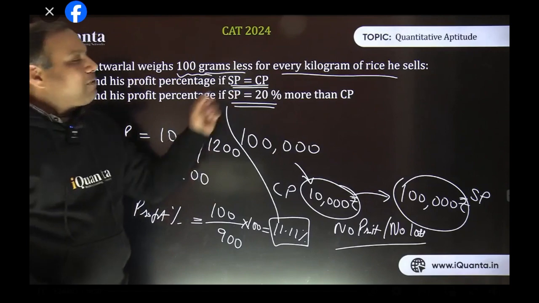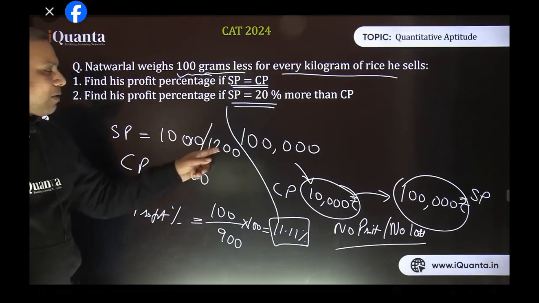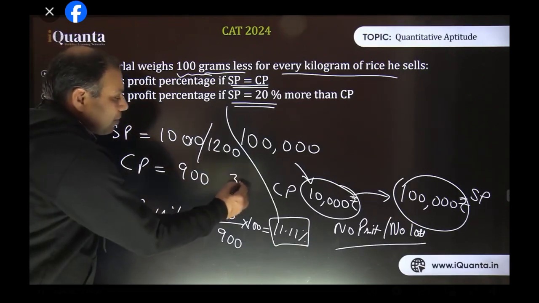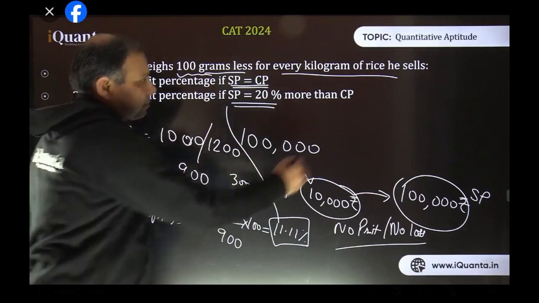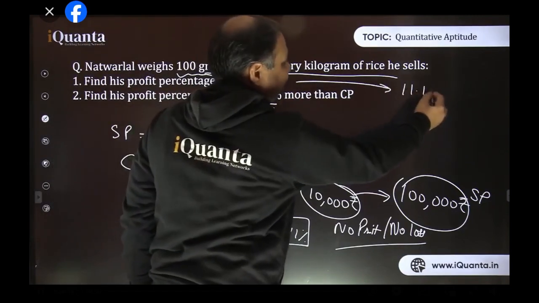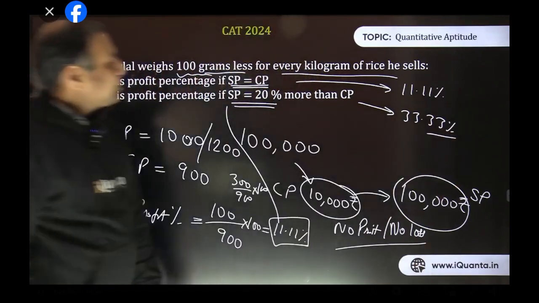But actually he's not giving goods worth rupees 1000, he's giving goods worth rupees 900 only. So CP is 900 and SP is 1200. So this time profit is 300 and profit percentage would be 300 upon 900, that is 1 by 3, that is 33.33%. So here the answer for the first part was 11.11% and this part is 33.33%. Is it fine?